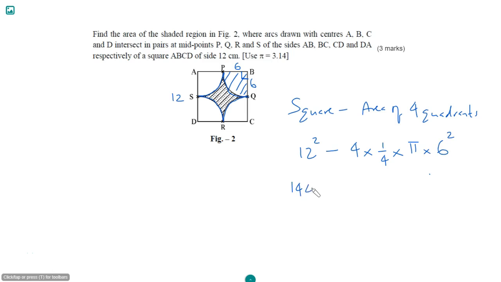So if you calculate, this will be 144 minus 36 pi, and if you use pi equal to 3.14 as given in the question, you will get the area of the shaded region as 30.96 centimeter square.